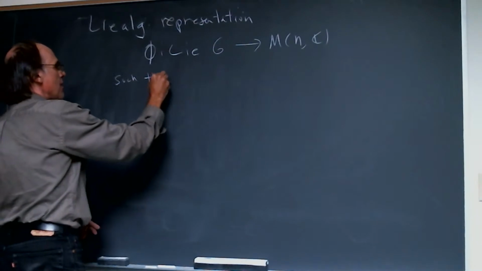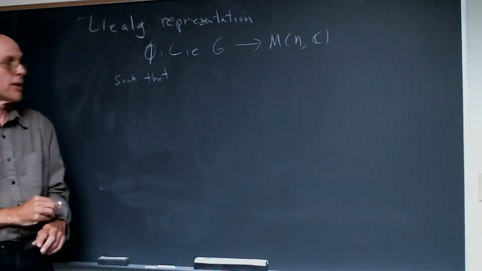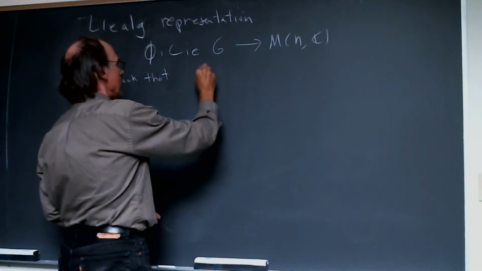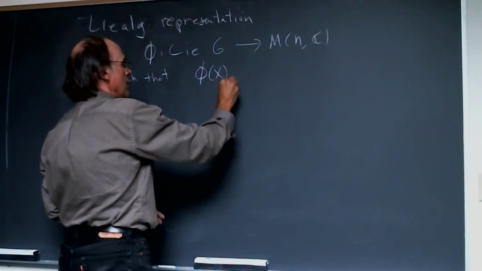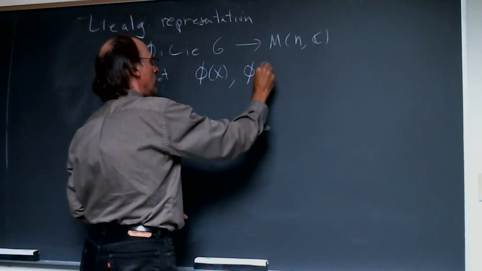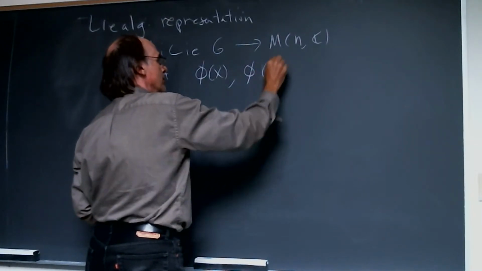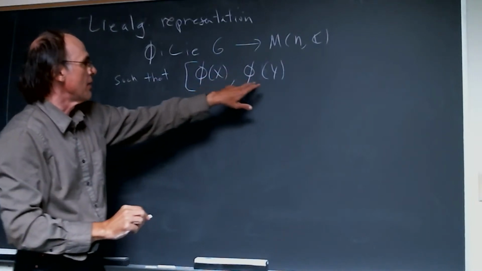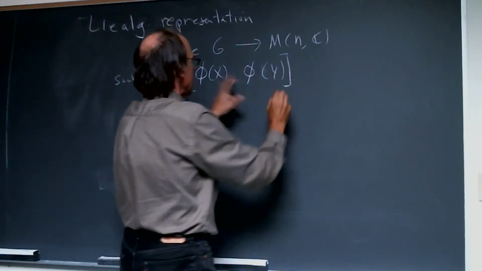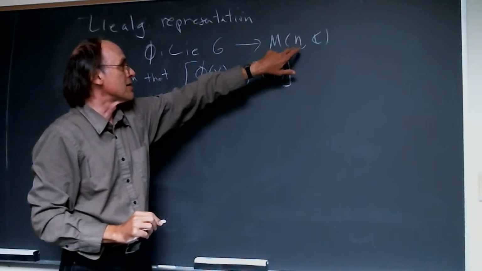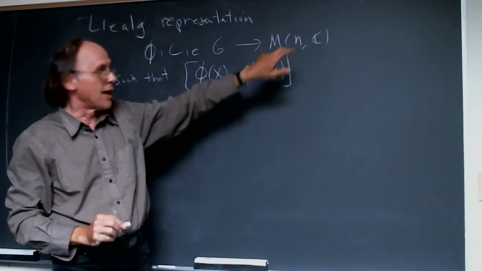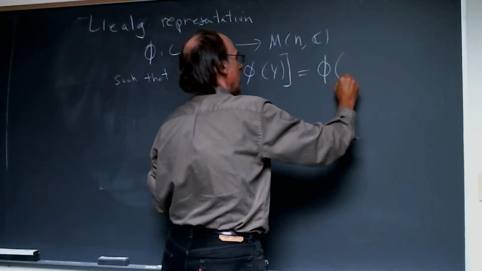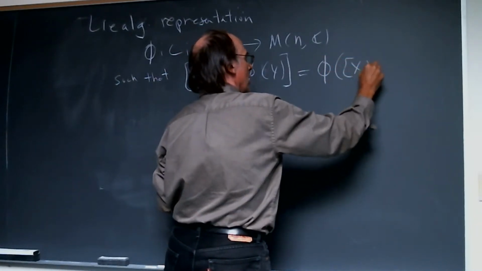So you have an analog of the homomorphism property, which is that if you take phi of x and phi of y, these give you two matrices. If you take the commutator of these matrices, or the bracket, this is in the Lie algebra of GLN, then you're going to get phi of the bracket of x, y.